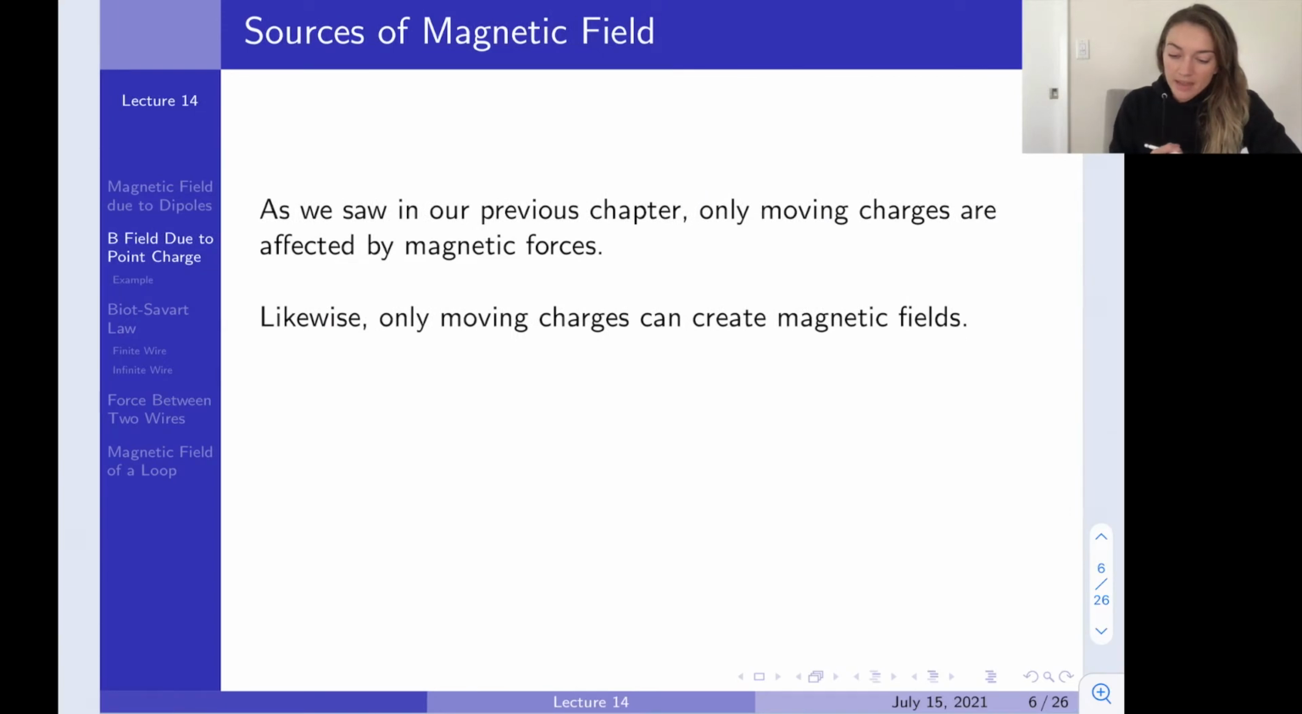All right, now let's start calculating actual magnetic fields. So we saw in our last chapter that only moving charges will feel a magnetic field from our Lorentz force law. We can see that if the velocity is 0, then the magnetic force is 0, and our charge feels no magnetic field. And it's the same thing with creating a magnetic field.